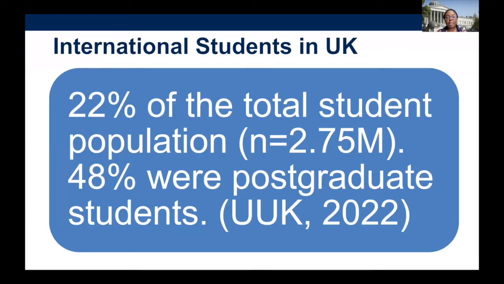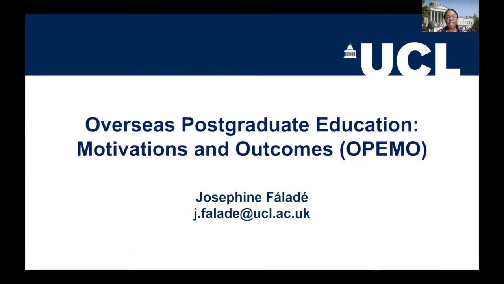The UK has a large proportion of international students. I understand we've now exceeded the 600,000 mark. Nearly half of the international student population are postgraduate students. And that leads me to the ongoing project on overseas postgraduate education, motivations and outcomes, or OPMO.